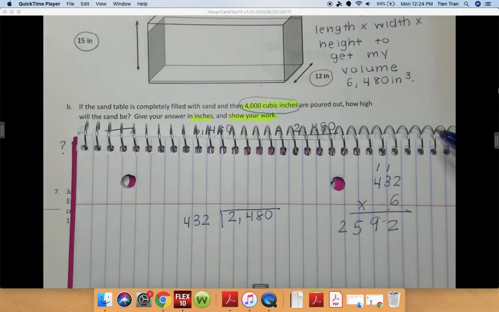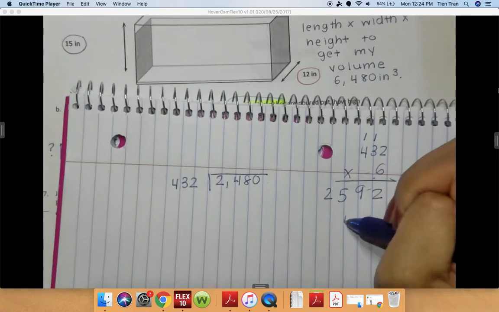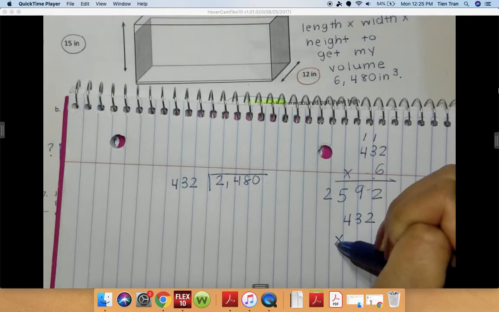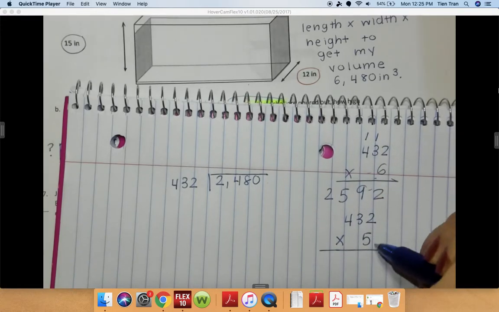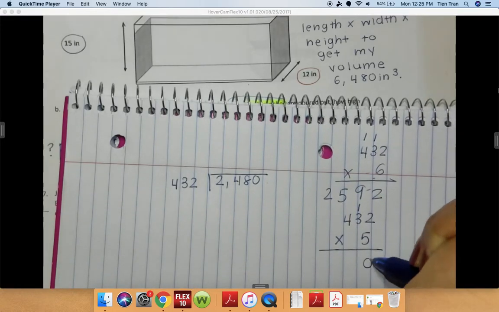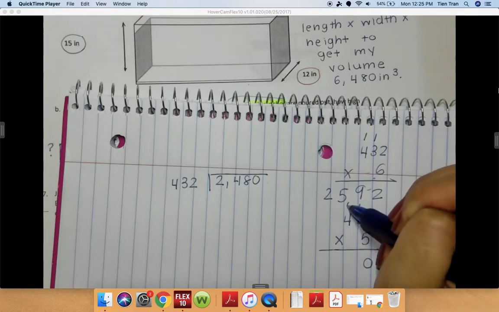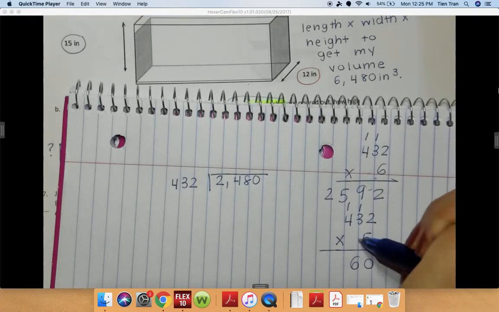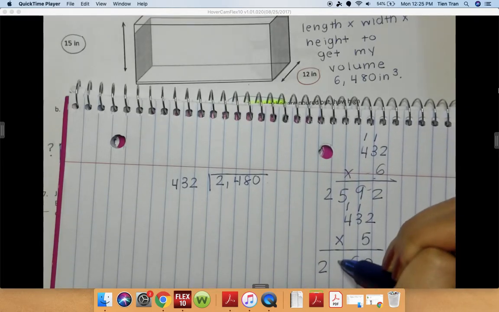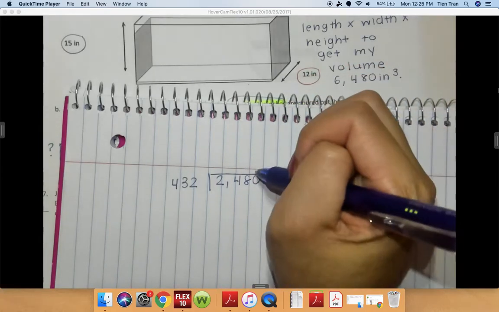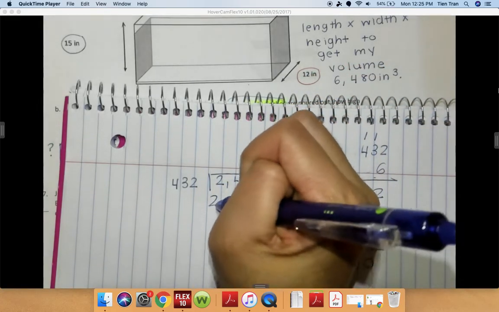So I'm going to try another number. I'll show you right here. 432 times 5. 5 times 2 is 10. 5 times 3 is 15, plus 1 is 16. 5 times 4 is 20, plus 1 is 21. So this number makes more sense because I can subtract and I can't go any lower than that.